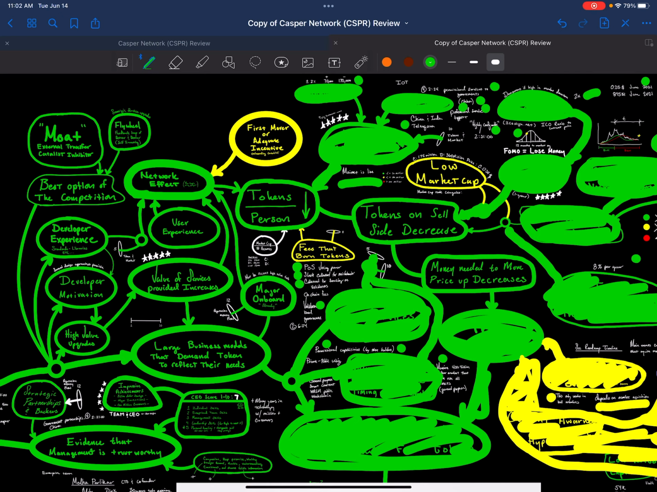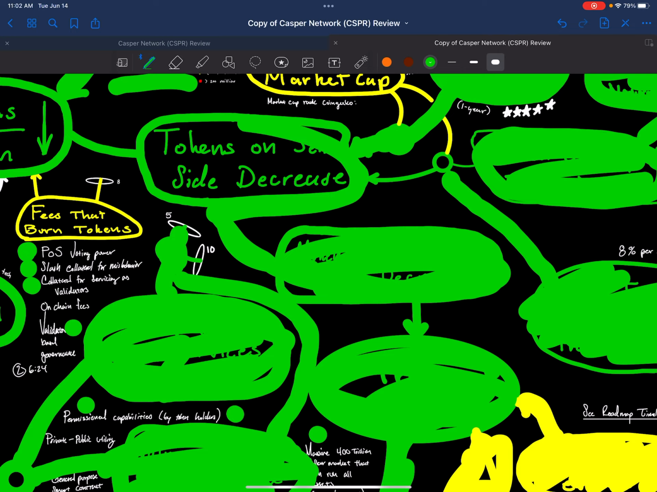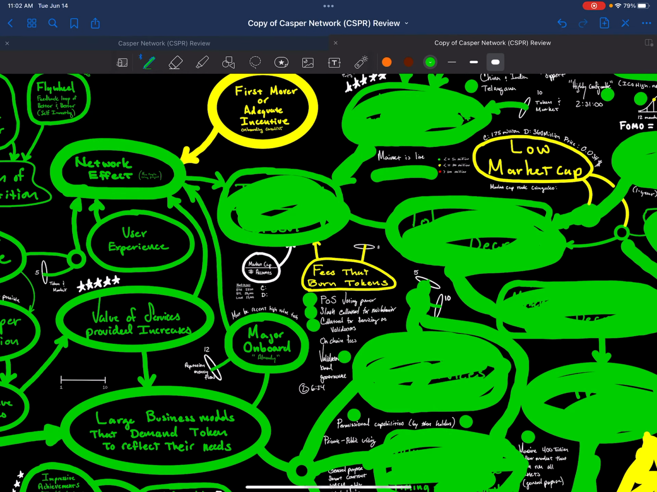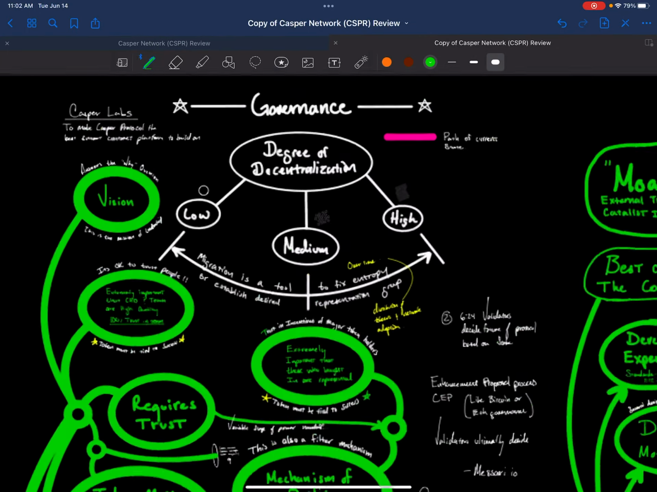Money needed to move price up decreases. I expect that to be the case. Tokens on sell side to decrease. I expect that to be the case. Tokens per person to go down. I expect that to be the case. Network effect looks good. Okay, so let's get into the governance.